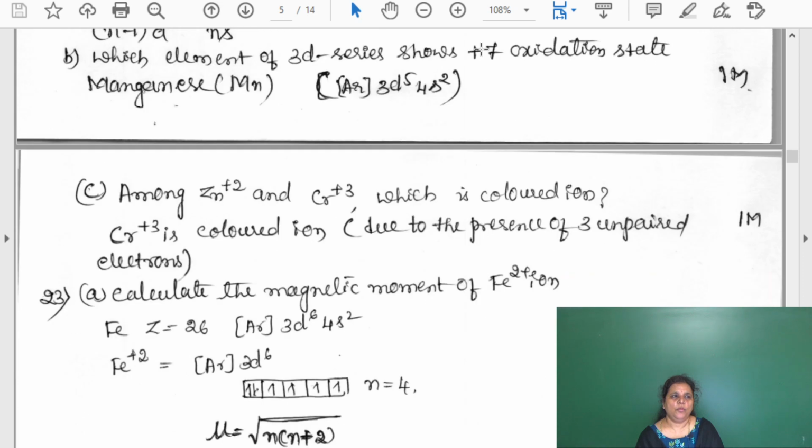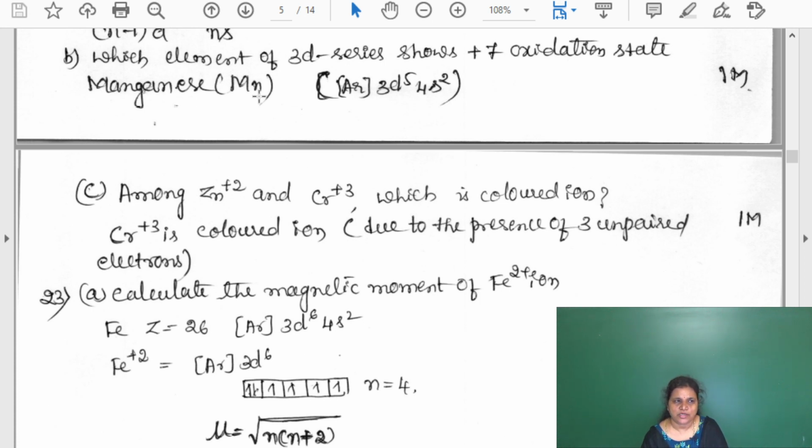Okay, now move on to the next question B: which element of the 3d series shows +7 oxidation state? So how many electrons are there in the valence shell? Manganese, I have given the electronic configuration, argon core 3d5 4s2. The total number of electrons is 7 in the outermost shell. It is capable of losing 7 electrons, therefore the +7 oxidation state, the highest oxidation state given by a 3d series element, is nothing but manganese.